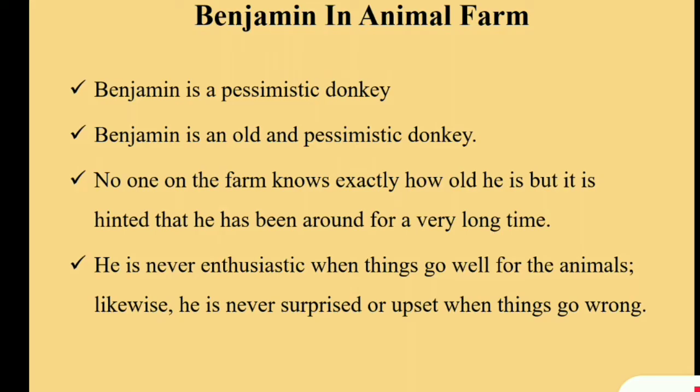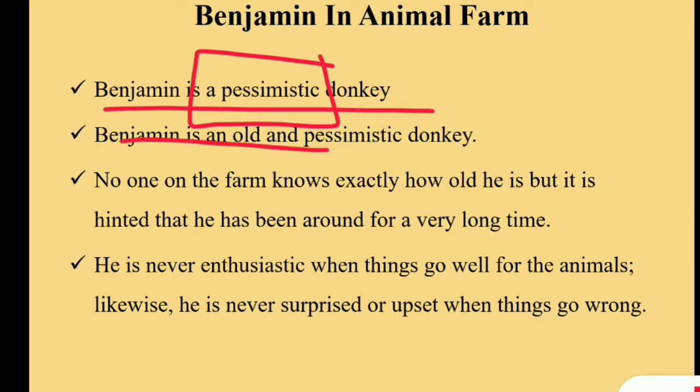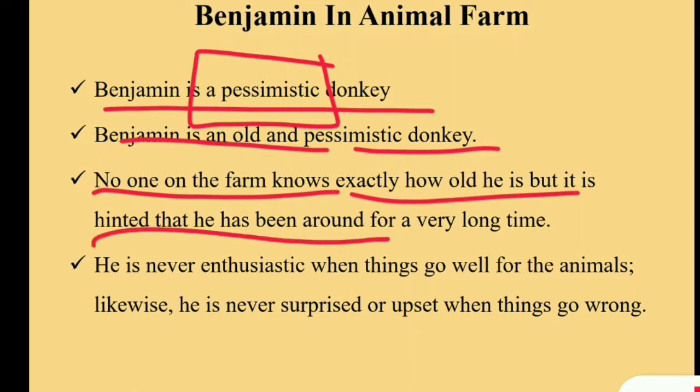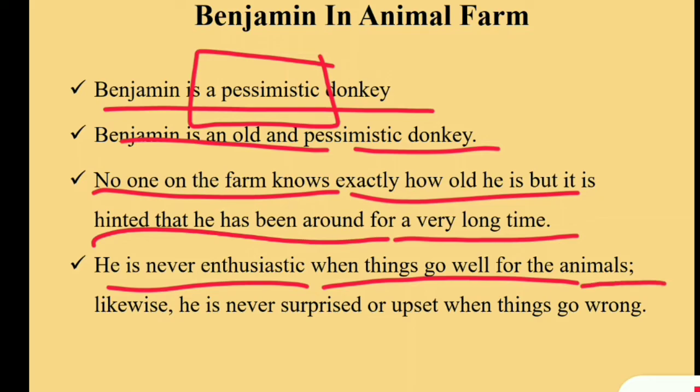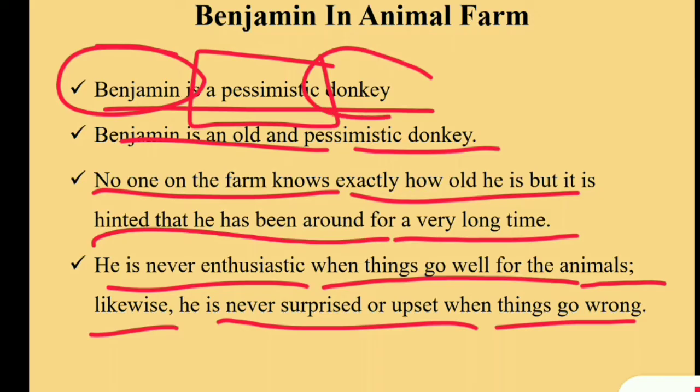Next character is Benjamin. Benjamin is a pessimistic donkey. He is a negative-minded donkey. Benjamin is an old and pessimistic donkey. No one on the farm knows exactly how old he is, but it is hinted that he has been around for a very long time. He is never enthusiastic when things go well for the animals. Likewise, he is never surprised or upset when things go wrong. So here we see Benjamin, who is a donkey. Remember, you need to keep in mind the animals' names and their character sketches. He has become very old because it's been long that he is there in Animal Farm. So it is hinted that he has been there for decades.